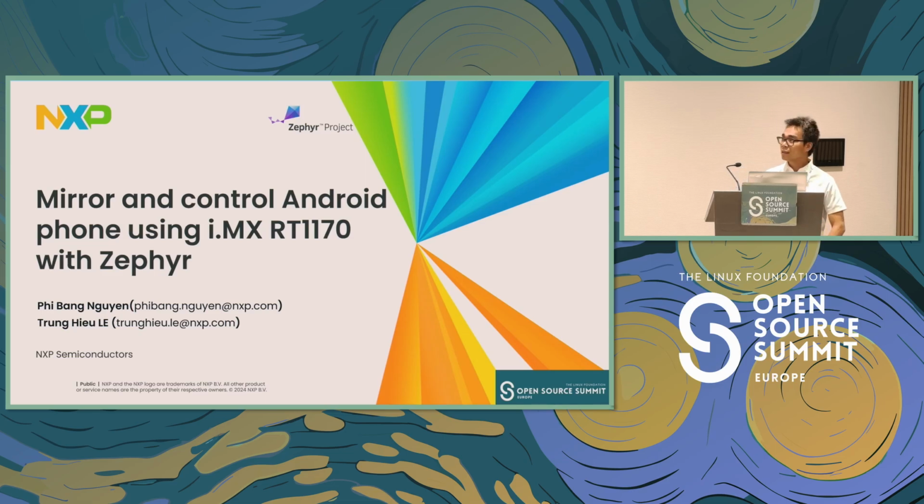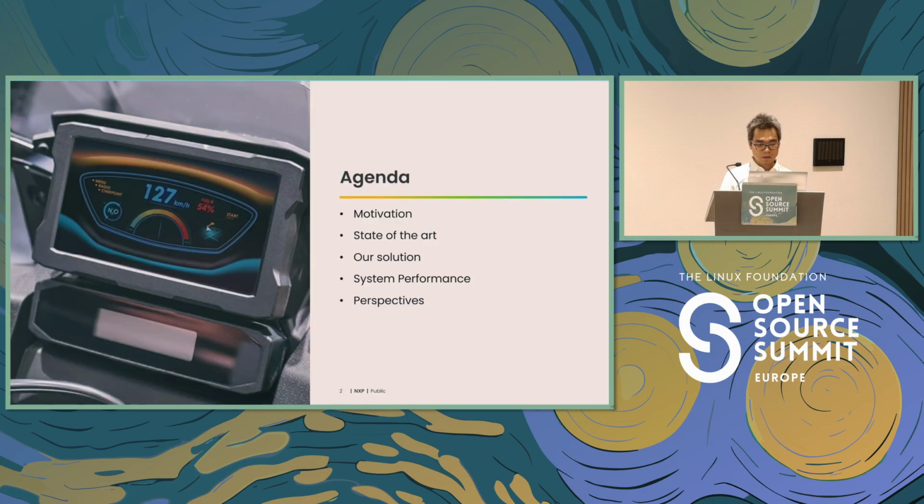Today we will present a fun demo on how to mirror and control an Android phone using the i.MX RT1170 with Zephyr RTOS. So here is the agenda. First, we will talk about the motivation, why we started this project and what we wanted to achieve. Then we will explore some existing approaches and present our solutions. Finally, we will discuss the system performance and share some insight about future improvements.